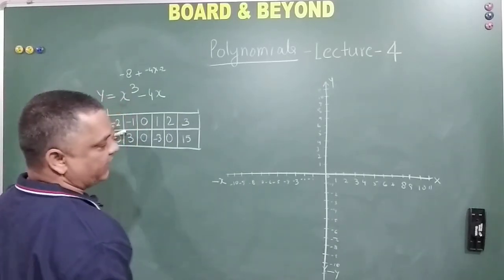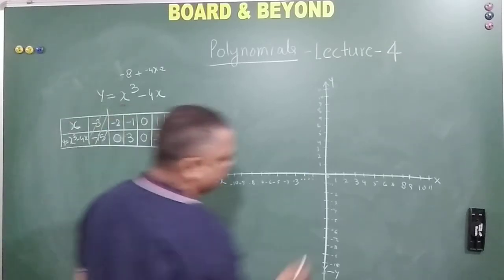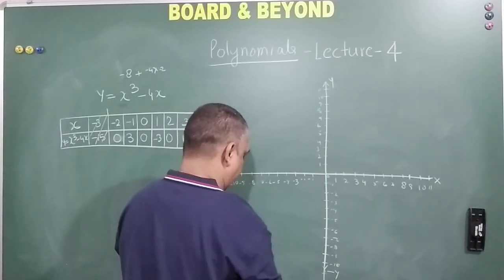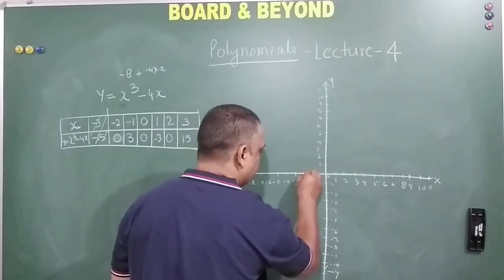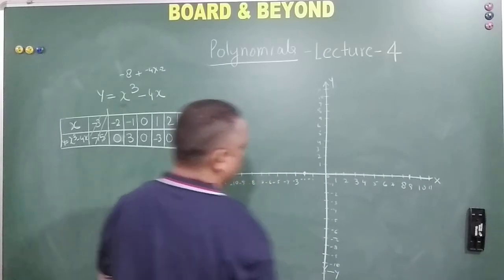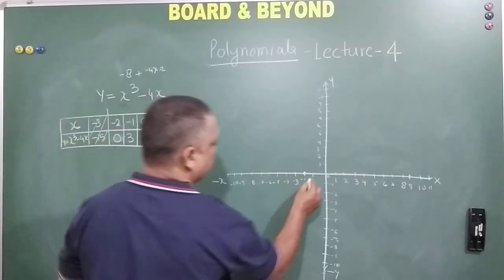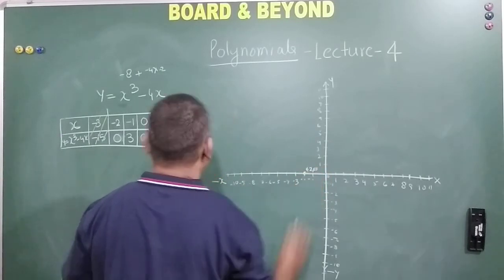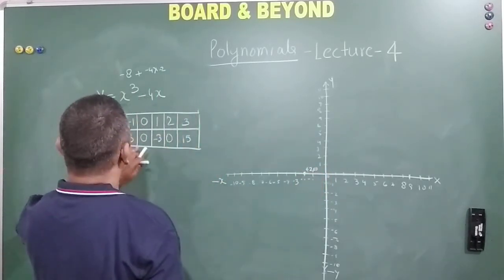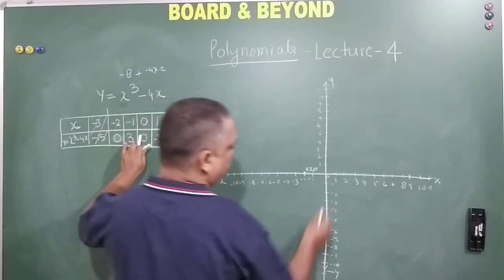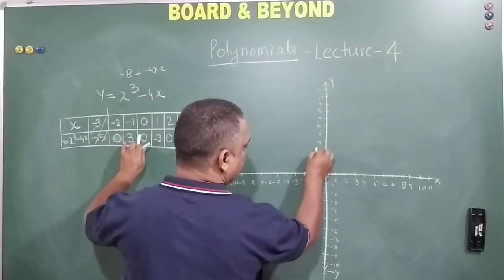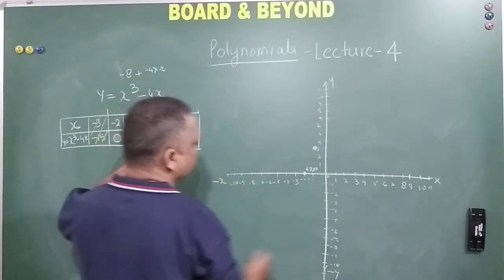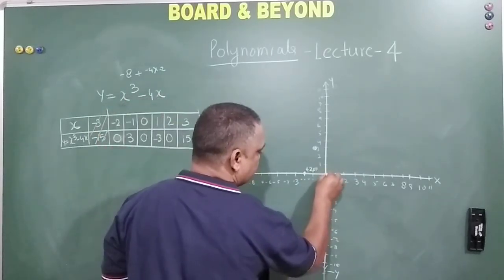So x is equal to minus 2, y is equal to 0. That means this point. I will just encircle it. Now x is equal to minus 1, y is equal to 3, so this point. X is equal to 0, y is equal to 0, that is equal to this point.